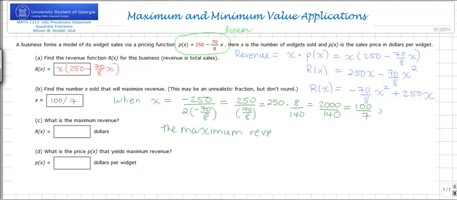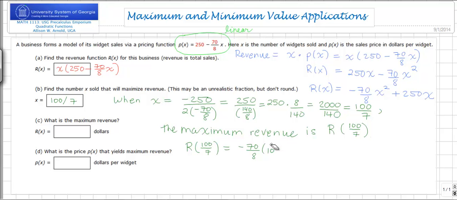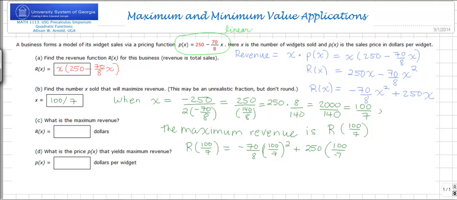Now when X is this value, our understanding of quadratic functions is that the maximum revenue itself is the revenue function evaluated at that value. So let's take a moment and write that out. Substituting in the value for X, we'd have negative 78 times the value quantity squared plus 250 times the value.